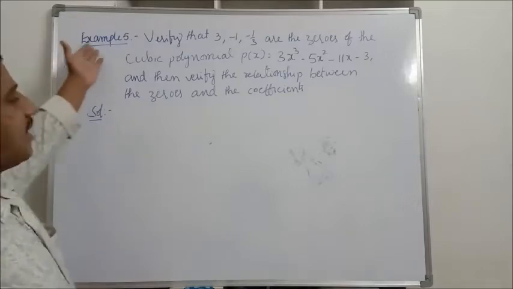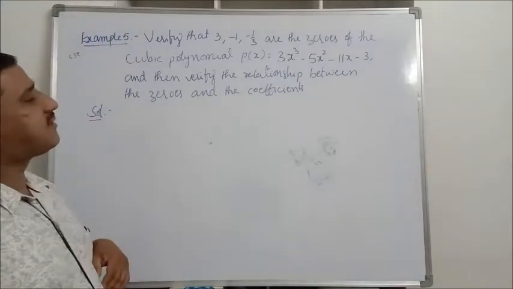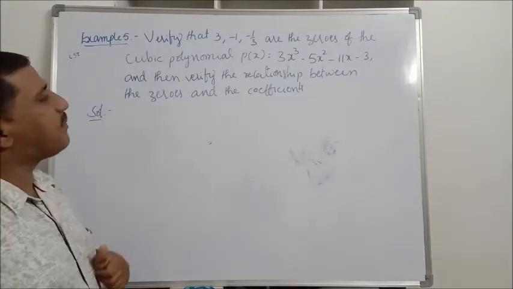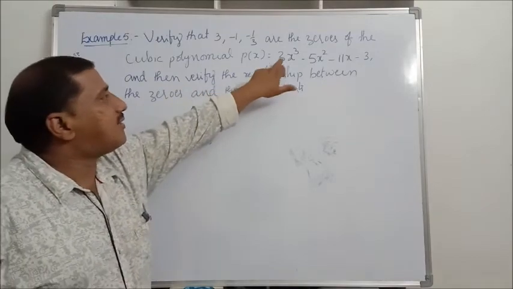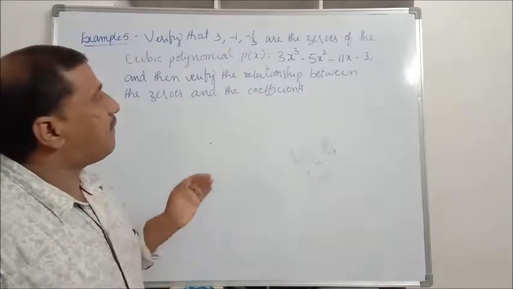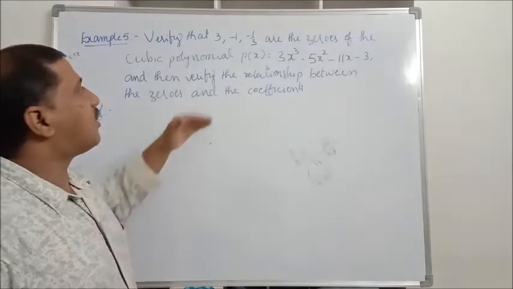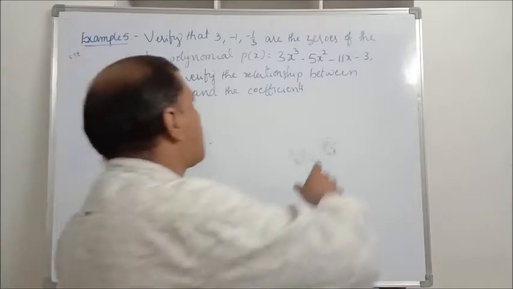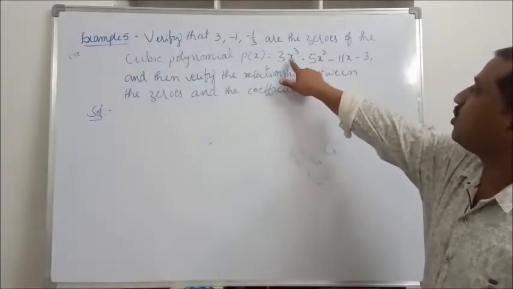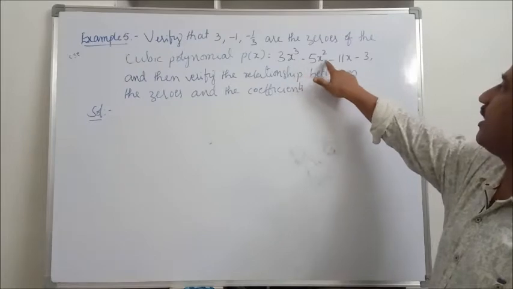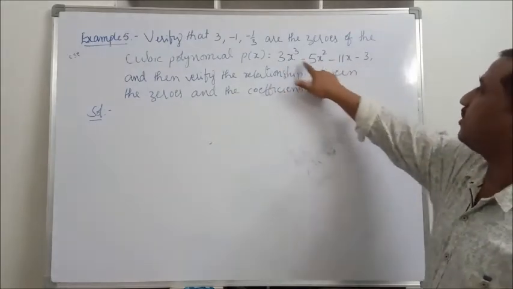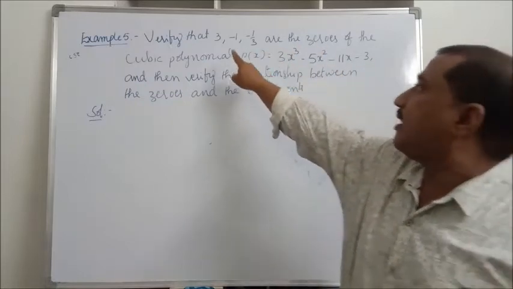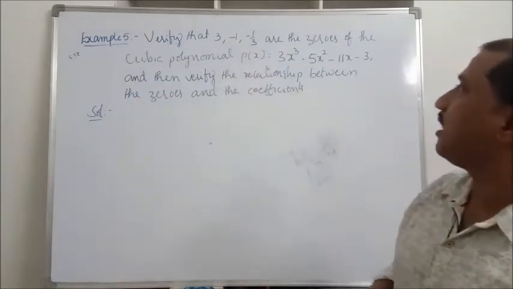Now we will discuss example 5. Verify that 3, minus 1 and minus 1 by 3 are the zeros of the cubic polynomial p of x is equal to 3x cube minus 5x square minus 11x minus 3. So we are given one cubic polynomial. Cubic polynomial means degree is 3. Here p of x is equal to 3x cube minus 5x square minus 11x minus 3, and its 3 zeros are given, that is 3, minus 1 and minus 1 by 3.